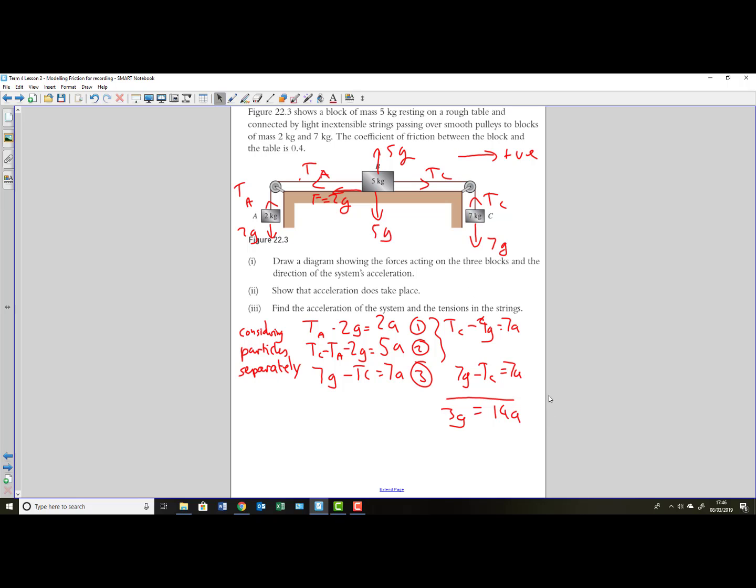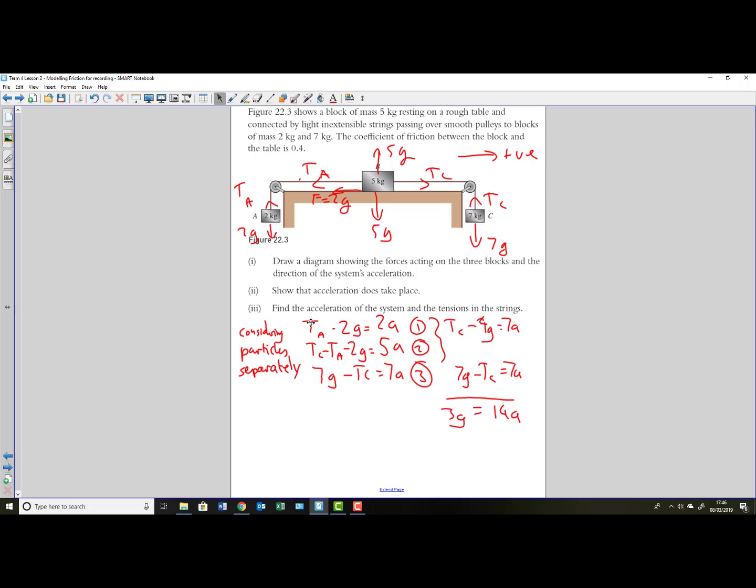But now I've got three equations. Particle A, my forward force is this tension here, TA. My negative force is 2g, and the acceleration is mass, 2 kilograms times a.